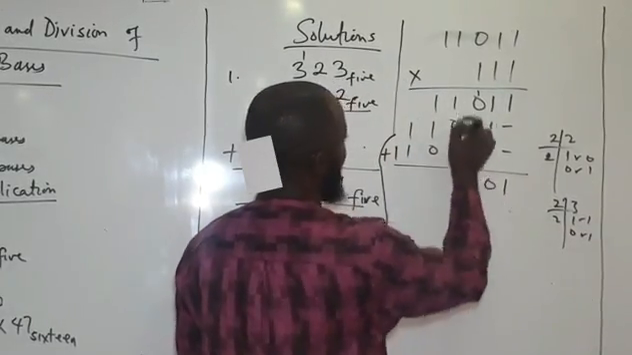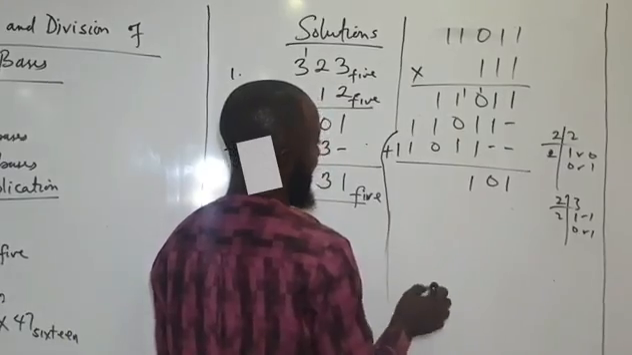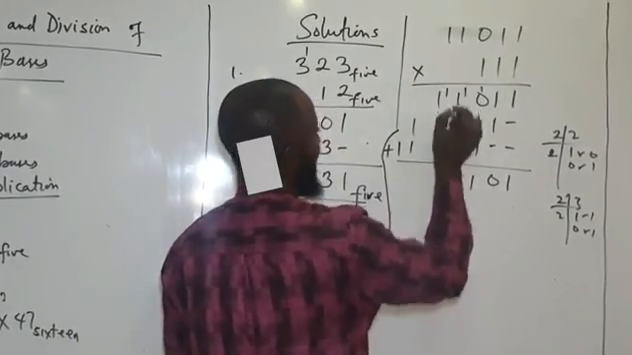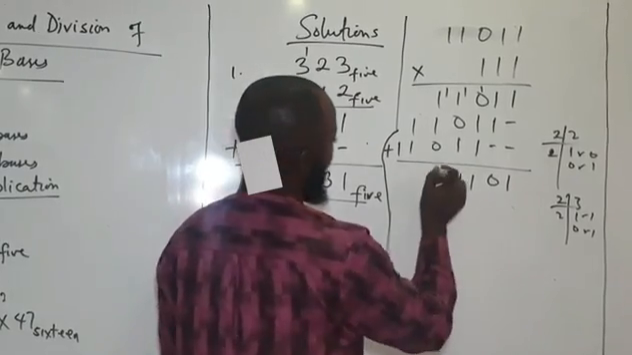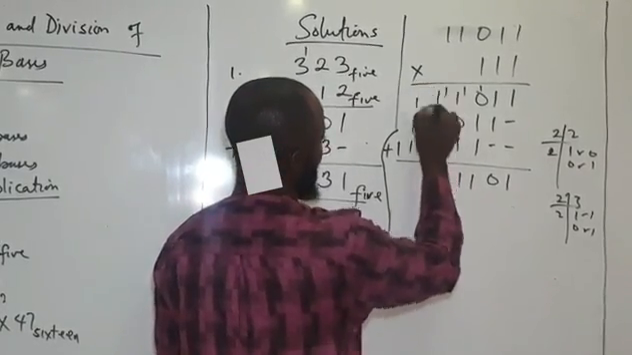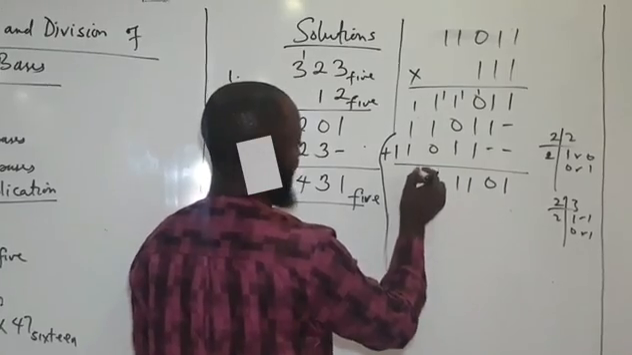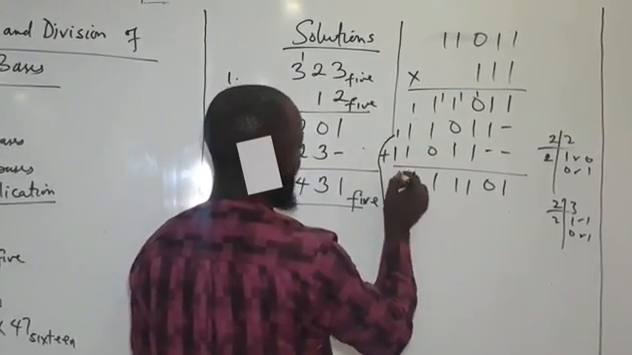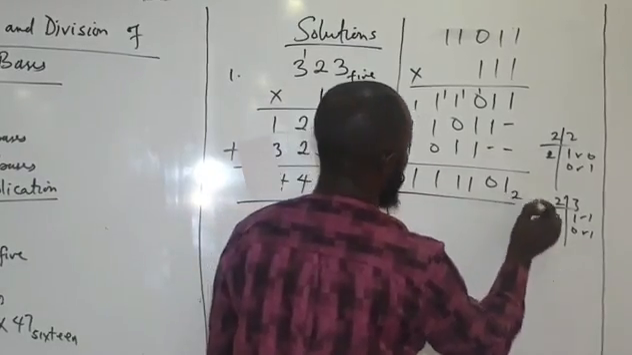So we write 1, we carry 1. This is also 3, that is 11. We write 1, carry 1. This is also 11. We write 1, carry what? 1. This is also 11. We write 1, we carry 1. This gives what? 10. So that's the final answer.